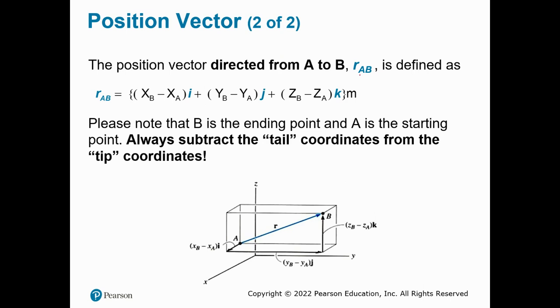And be careful with the notation over here. You have R_AB, you write your starting point first and then the ending point. So it passes through AB, starting from A, ending at B. When we calculate the position vector, you use the coordinate of the ending point minus the starting point. Note, always subtract the tail coordinates from the tip coordinates. So XB minus XA for your i component, YB minus YA for your j component, and ZB minus ZA for your k component.